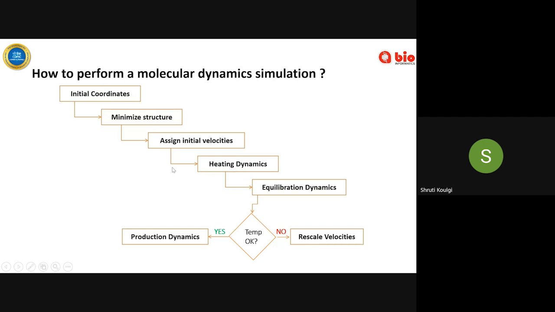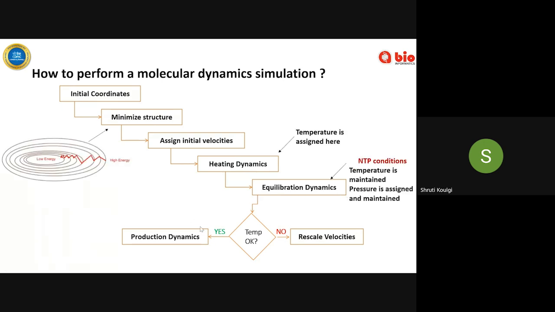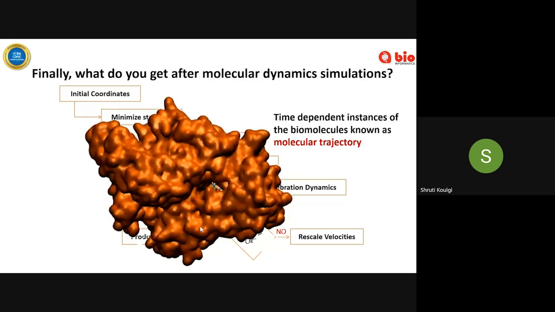So you are heating the system, bringing it to normal body temperature. Your system is initially at a random temperature, so you bring it to normal temperature. That's what we call heating, or NVT simulation. This is followed by bringing it to constant pressure as well, which you call NPT or equilibration dynamics. And then you do the final production dynamics. Once you do these things, what you get is your dynamic system.